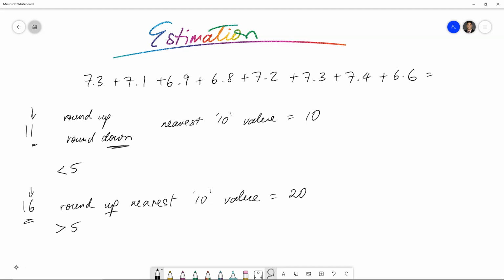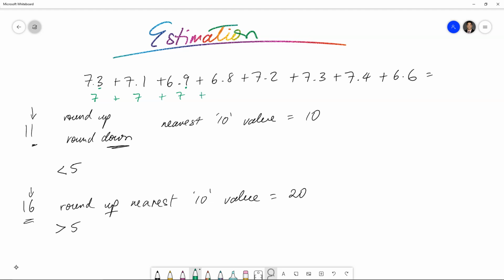Now the same thing goes with decimal values. So we have a 7.3, but we're going to round it to the nearest 1. So I might use this different color. Nearest 1, we've got a 7.3. Because 3 is less than 5, we're going to round it down to a 7. Then this is also a 7. 6.9, now the 0.9 is greater than 5, so we round it up to the nearest 1, which is another 7.